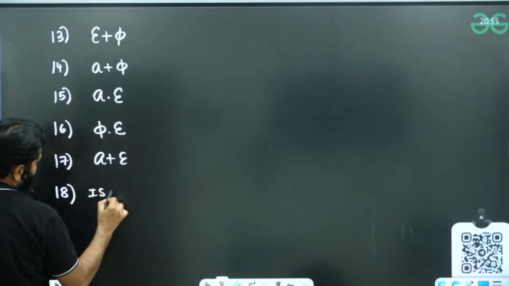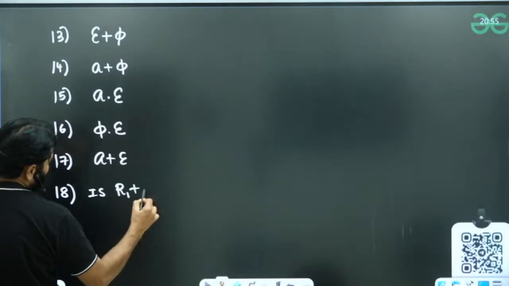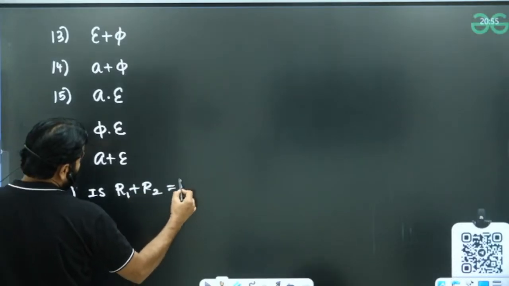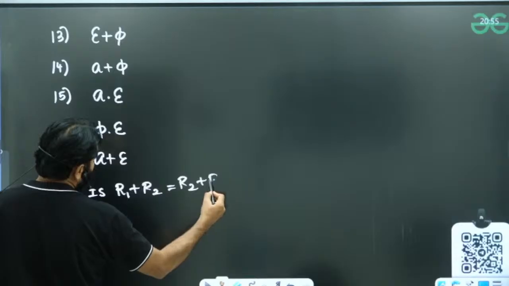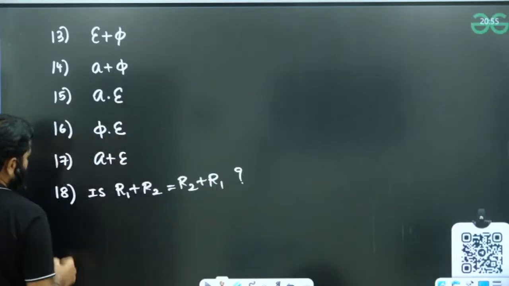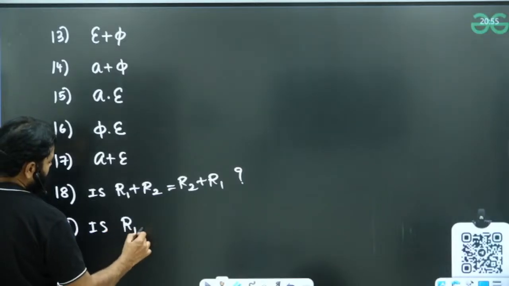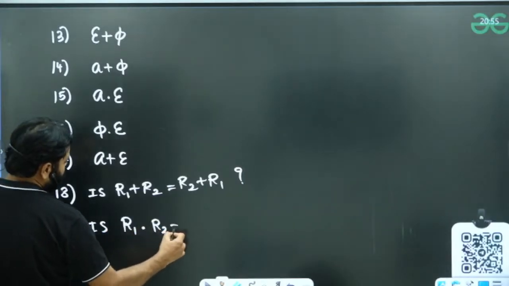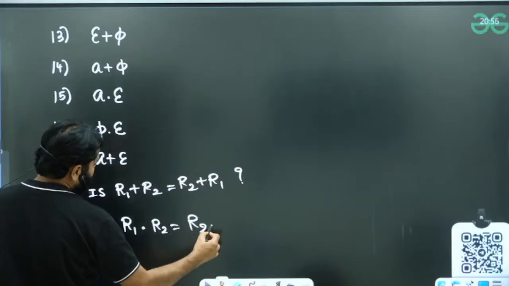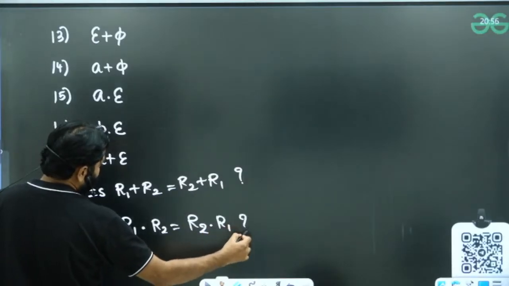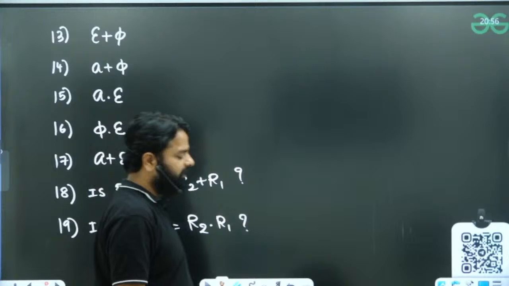I'm asking the question here: can I write R1 plus R2 as R2 plus R1? Question 19: is R1 dot R2 equal to R2 dot R1? Are these identities true or false?